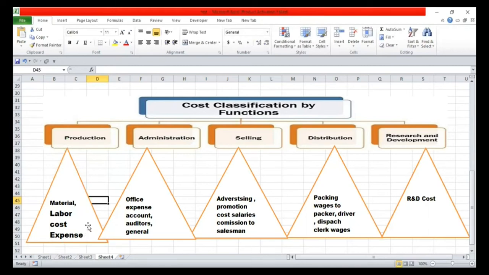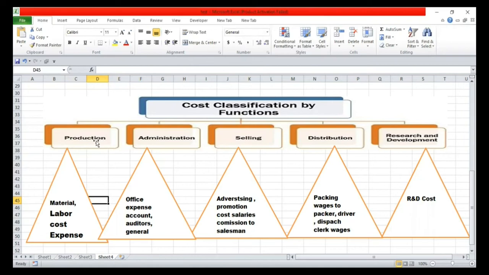When our product is converted into finished goods, then we incur another expense. That expense is selling expense or selling cost. So what is selling cost? It is an indirect cost that is incurred in promoting sales and retaining customers.